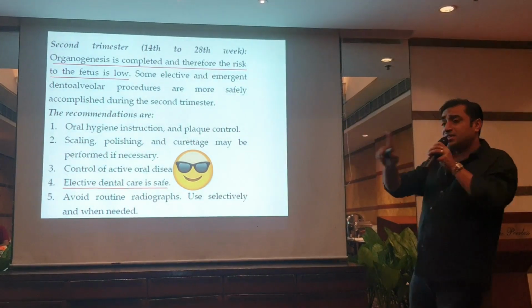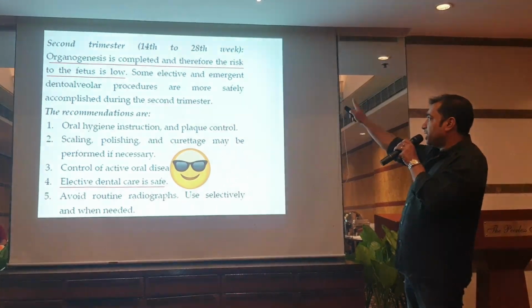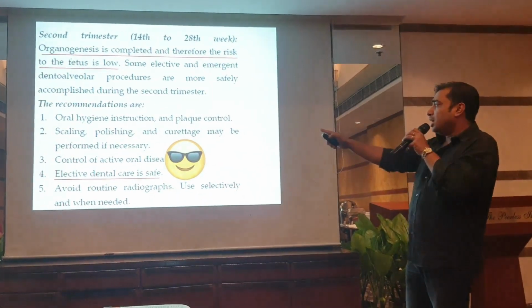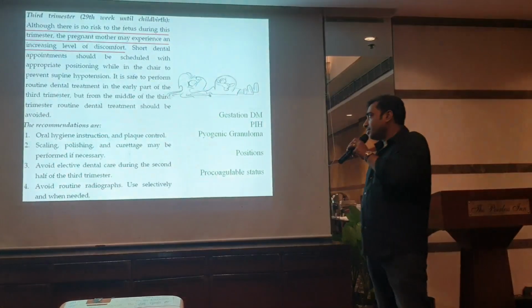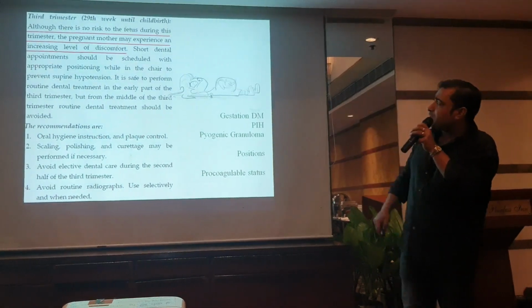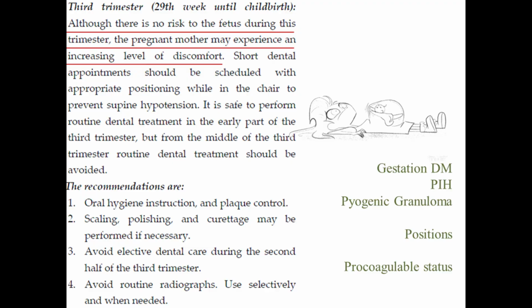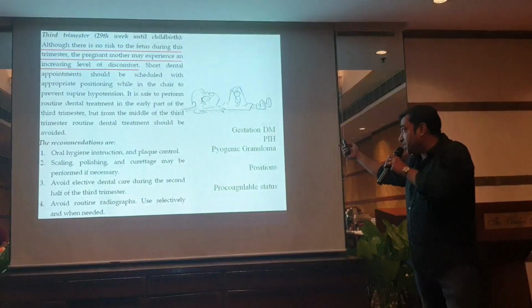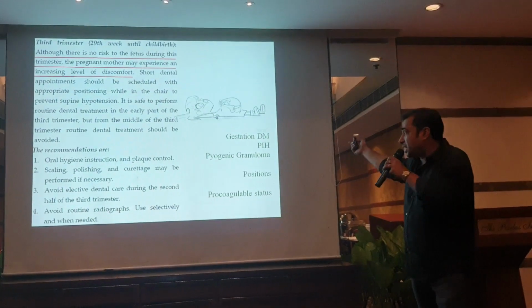In second trimester, things are better. Organogenesis is complete, and therefore risk to the fetus is low. Elective dental care is safe. Finally, third trimester, 29th week until childbirth. Although there is no risk to fetus during third trimester, the pregnant mother may experience an increasing level of discomfort. And you can see things like, suddenly this patient becomes diabetic. This is called gestational diabetes mellitus.